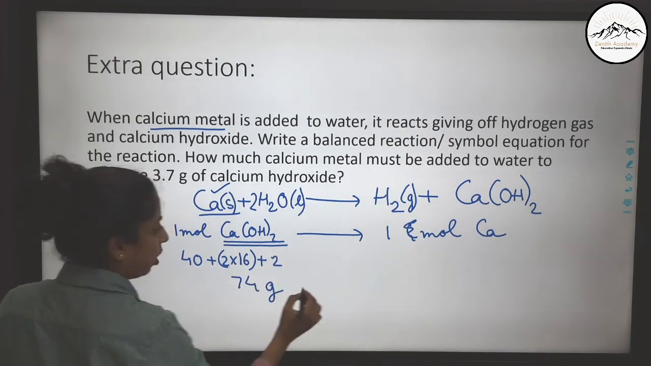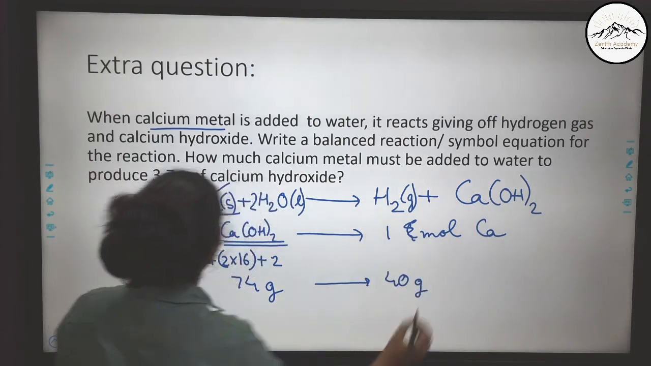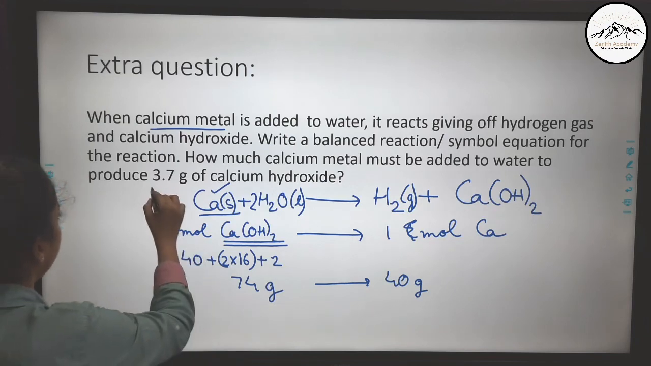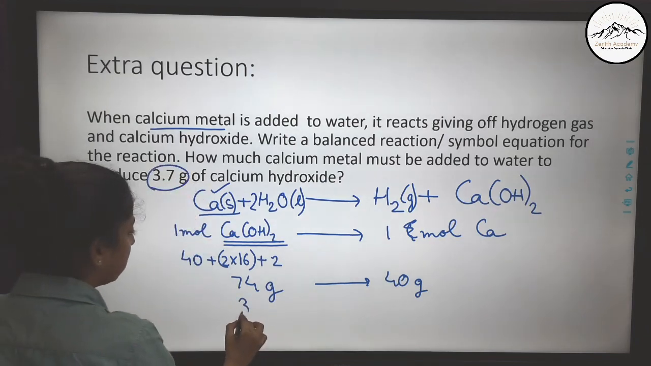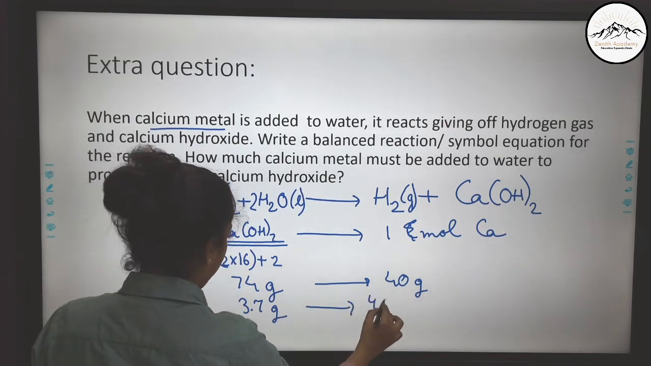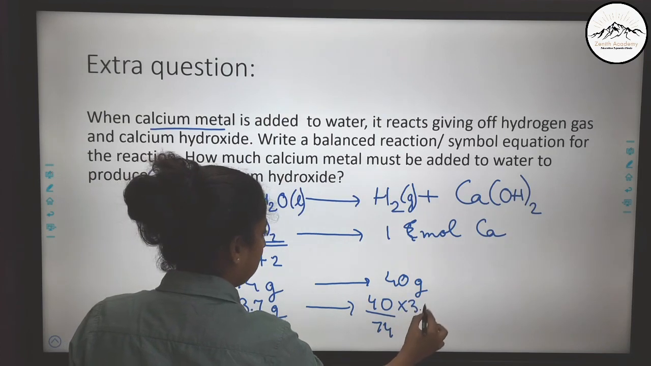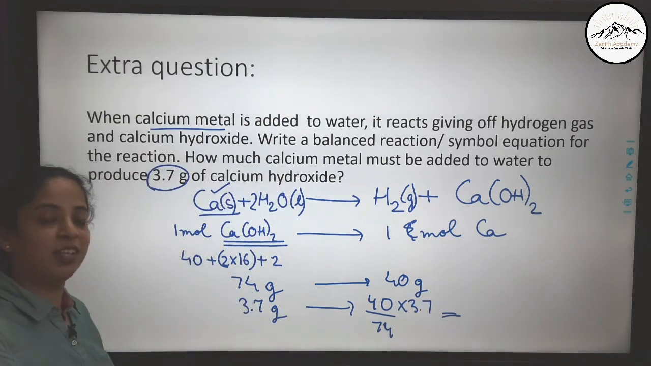So 74 grams of this corresponds to 40 grams. Now they have asked 3.7 grams. So 3.7 grams will correspond to what? It will be 40 upon 74 into 3.7. Solve this and write the answer in the comment box.